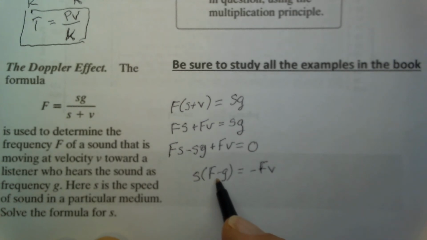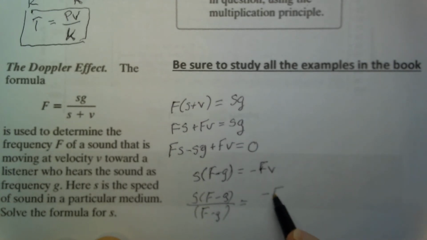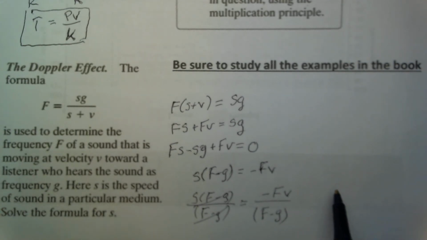And so now we can divide both sides by f minus g, by this expression in parentheses. So s times f minus g divided by f minus g equals minus fv divided by f minus g. And so on the left side, the f minus g's cancel. And so s is equal to minus fv divided by f minus g.